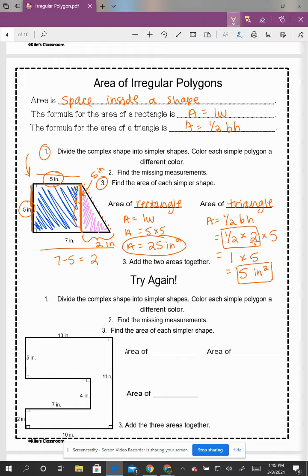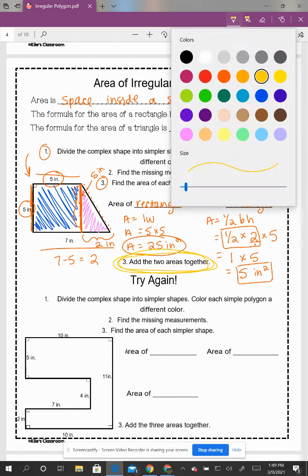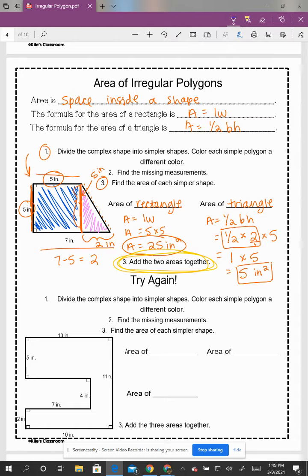Now is when I'm going to introduce my new step. Look right here at number 3. They want us to add the two areas together. So let's do it. Let's take the 25 from our rectangle and add the 5 from our triangle. Your final answer should be 30 inches squared.